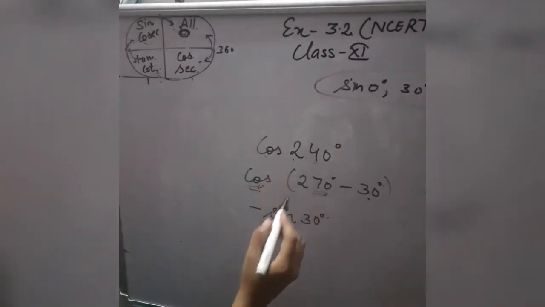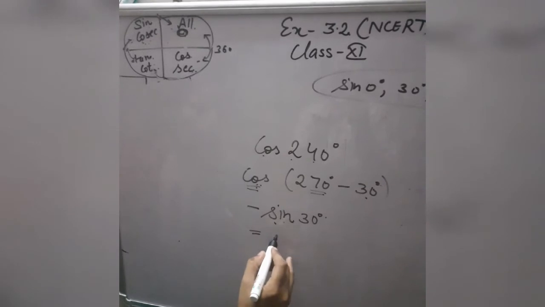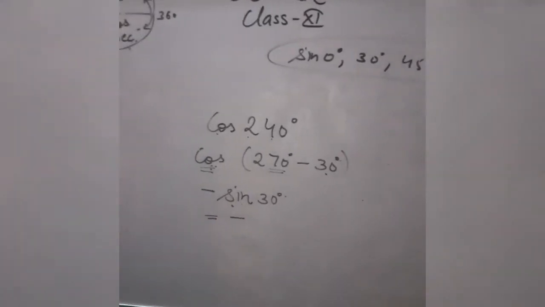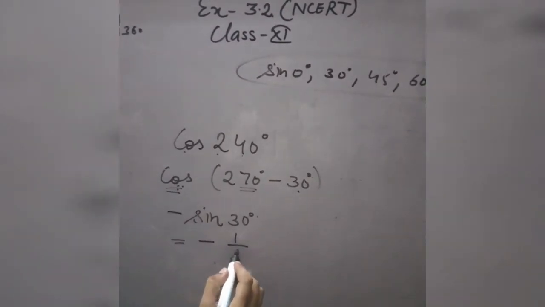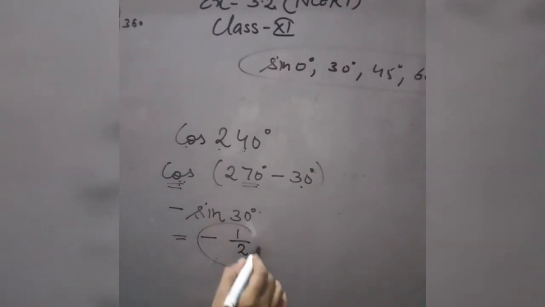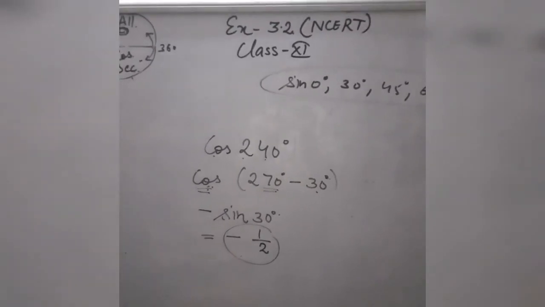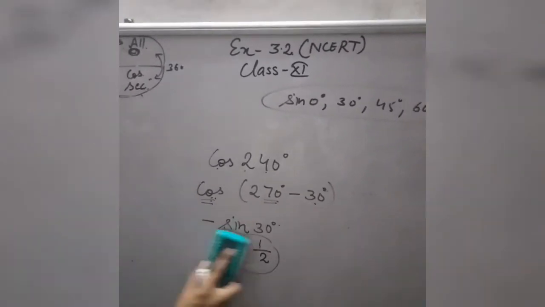Means cos 240 is equal to minus sine 30. This minus sign remains as it is, and the value of sine 30 is equal to 1 by 2. So the answer is minus 1 by 2. So this is the value of cos 240, which is negative.